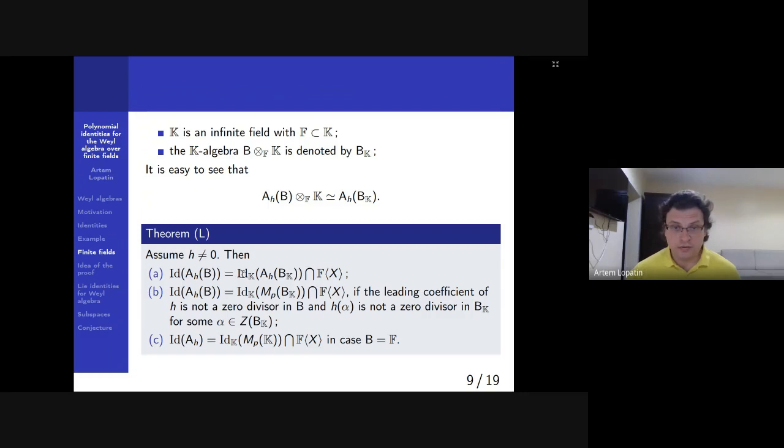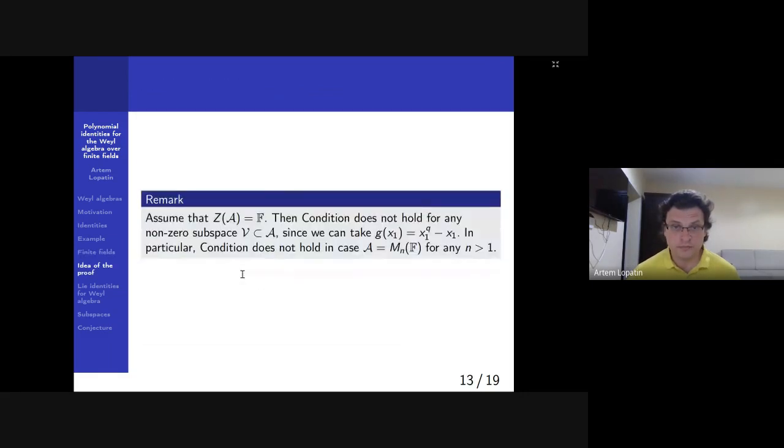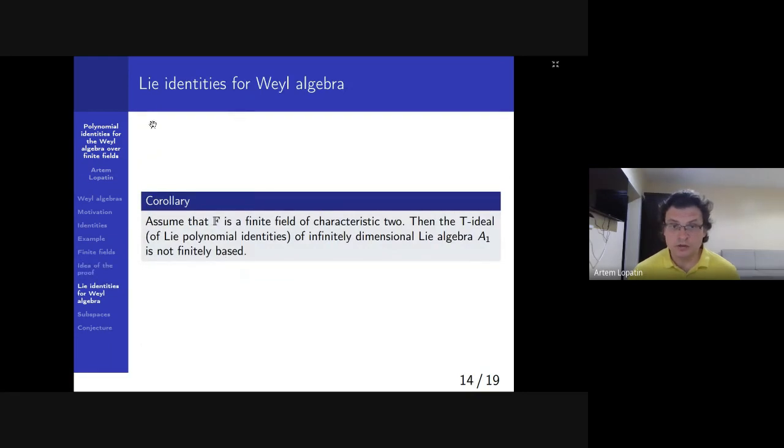Actually, this result has one quite interesting corollary, which I will give here. We will not consider many details. It's about Lie identities for the Weyl algebra. The Weyl algebra with respect to the Lie bracket is, of course, a Lie algebra, and some people always consider the Weyl algebra as a Lie algebra. We assume that F is a finite field of characteristic 2, and we consider the Weyl algebra A1. It's, of course, an infinite-dimensional Lie algebra with respect to the Lie bracket. Then we can obtain that it's not finitely based. The ideal of Lie polynomial identities is not finitely based in this case.